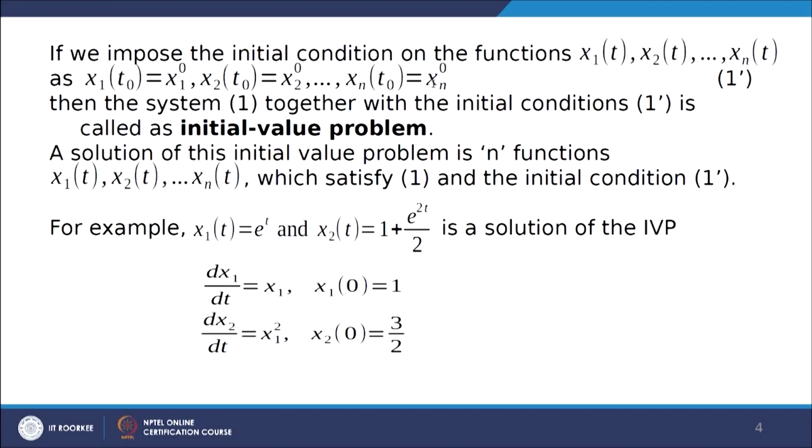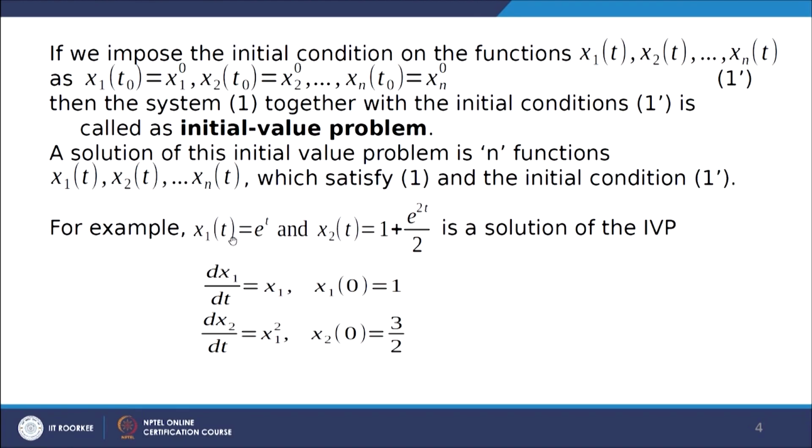So, if we are given these conditions together with the system 1, then it is called an initial value problem. A solution of this initial value problem is n functions x1(t), x2(t), ..., xn(t) which satisfy the system 1 and the initial conditions given by 1 dash.